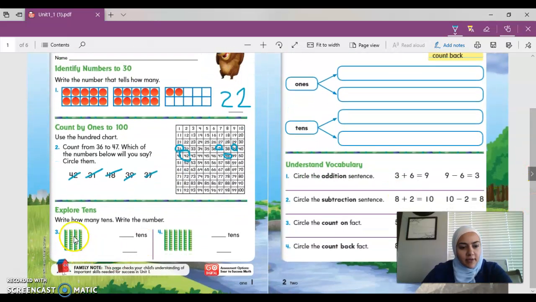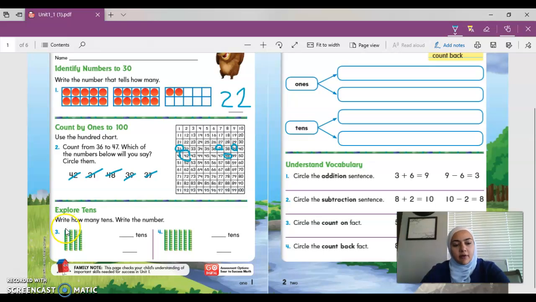Explore tens. Write how many tens, write the number. So let's see, these are called tens blocks. These tens blocks are called tens blocks because there are 10 ones in each block. So in each stick, there's 10 ones. If we look at it really closely, I'm going to count 1, 2, 3, 4, 5, 6, 7, 8, 9, 10. There are 10 ones in this 10 stick. So anytime you see a stick like this is called a 10 stick.